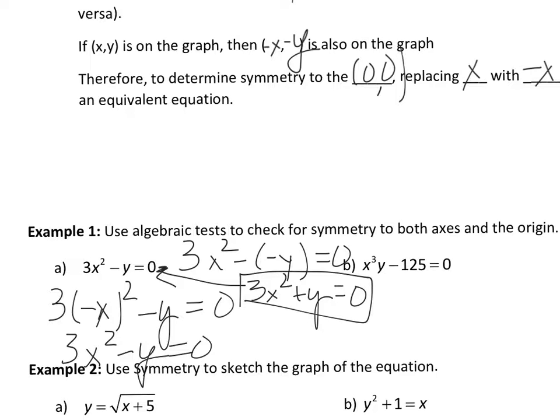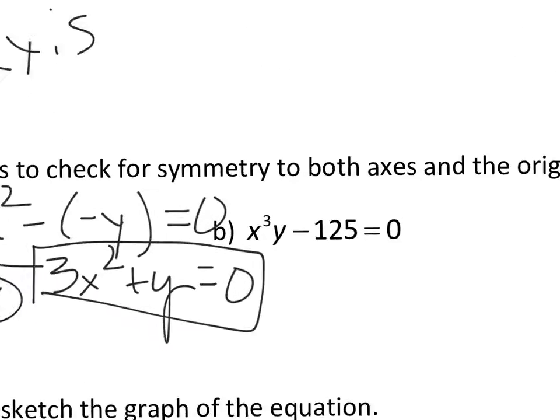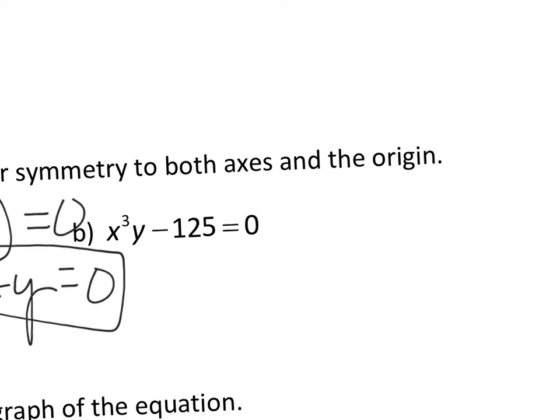If I plugged in negative x and negative y at the same time, they would not give us the same equation. They would give us this one, so therefore it's symmetrical to the y-axis. Done. That's all you've got to do. Moving on to this one. If I plug negative x in, it's not going to give us an equivalent equation. It would be negative x cubed y minus 125. That's not the same as what we have in front of us. If I plug in negative y, that's not going to work either. It will give us, again, negative x cubed y minus 125.